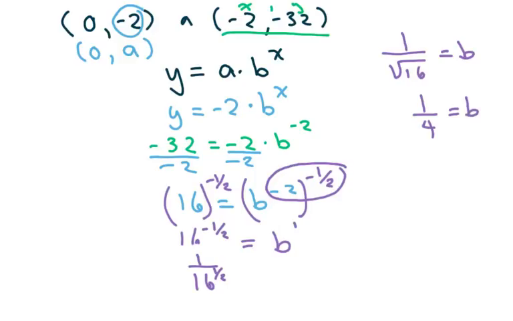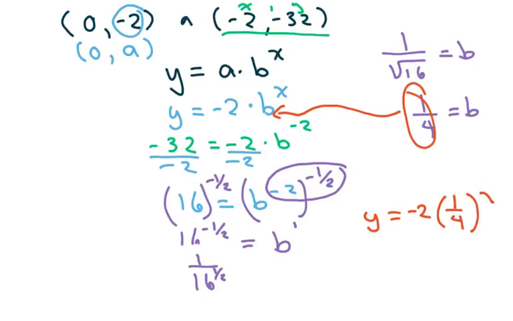Now I'm just going to plug my b back into this equation, and I'm going to get y equals -2 times (1/4) to the x. So now I have my exponential equation. And if you recall, this is not growth or decay, because my a has to be positive. The next one we're going to do is (0, 3) and (1, 15).